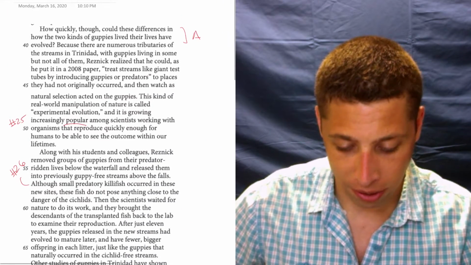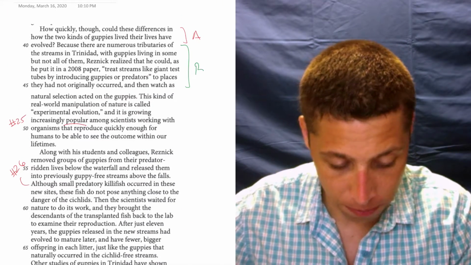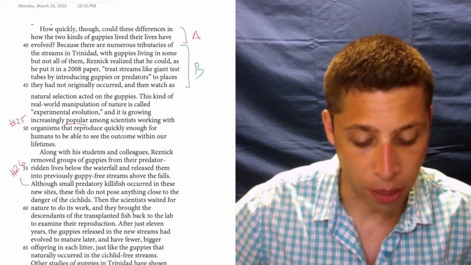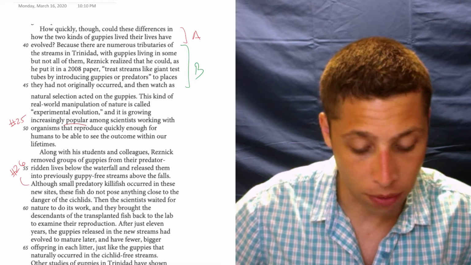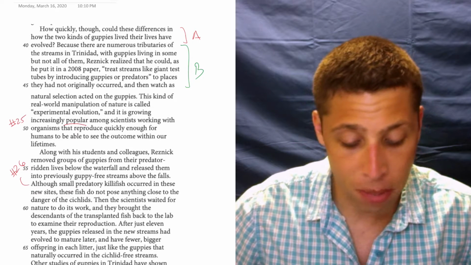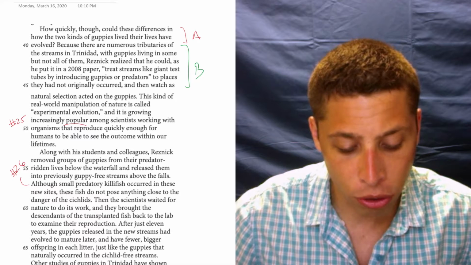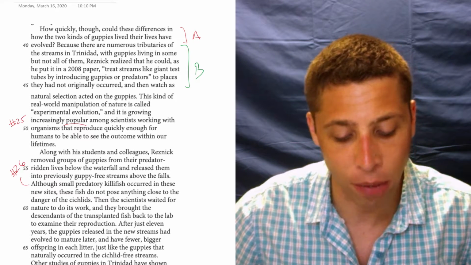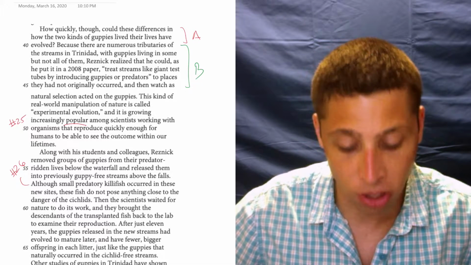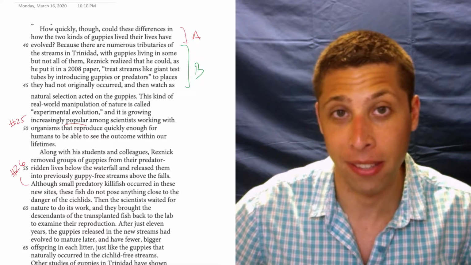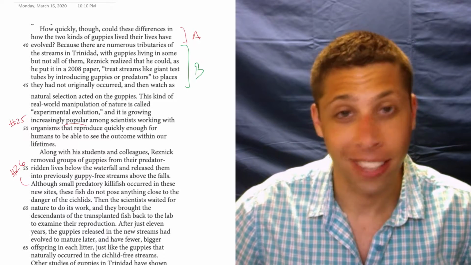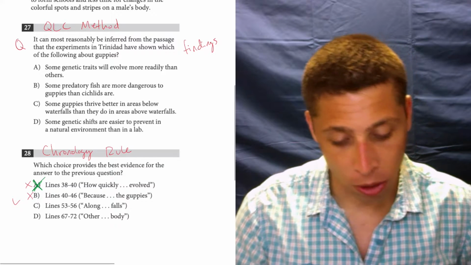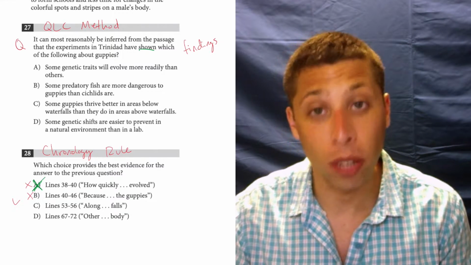40 to 46. Because there are numerous tributaries of the streams in Trinidad, with guppies living in some but not all of them, Resnick realized that he could, as he put it in a 2008 paper, treat streams like giant test tubes by introducing guppies or predators to places they had not originally occurred, and then watch as natural selection acted on the guppies. Well, again, that's not a finding. That's telling me how they set up the experiment, but it's not telling me the result of the experiment, so it can't tell me anything that was shown about the guppies.